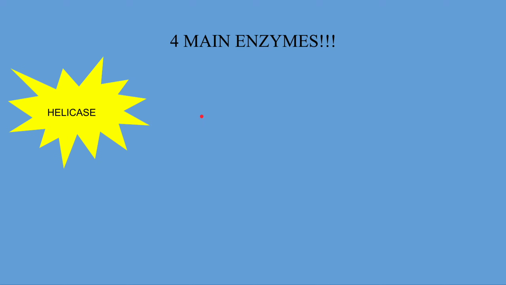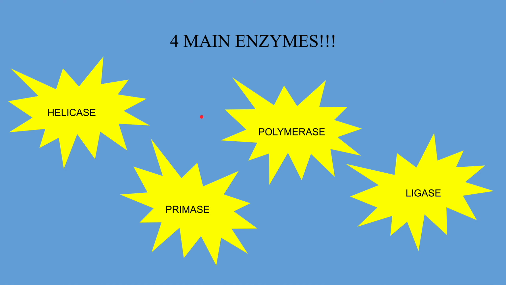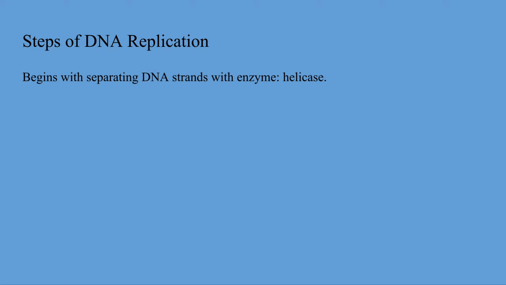There are four main enzymes in DNA synthesis: helicase, primase, polymerase, and ligase. They are very important in DNA synthesis, and without them, there will not be any DNA synthesis. So what do each of these things do? They're all involved in the steps of DNA synthesis, aka replication.